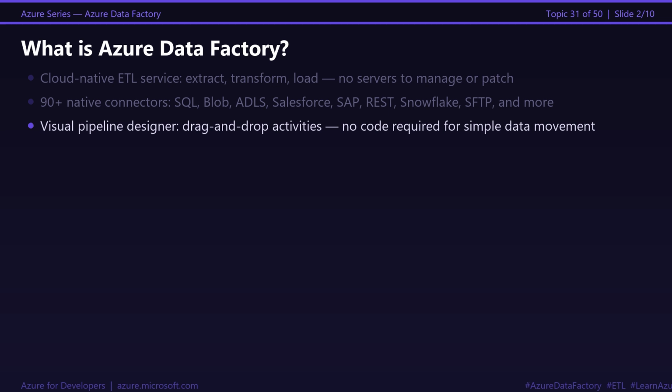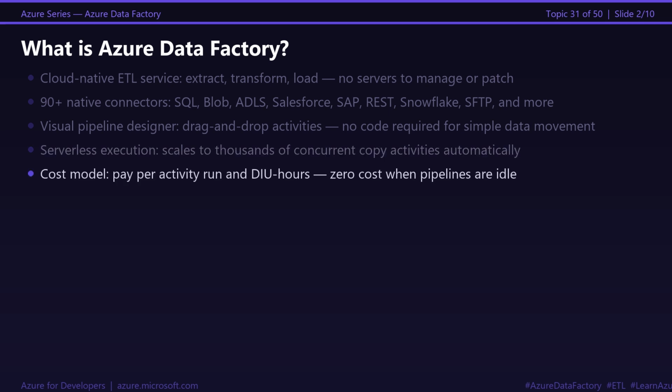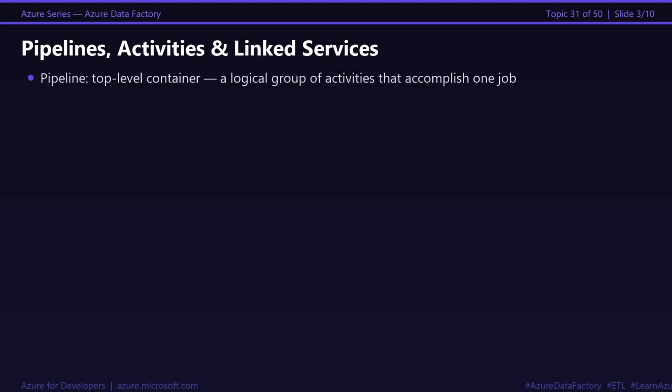Build visual pipelines in the designer. ADF executes them on the schedule you define, scaling automatically. You pay per pipeline run and compute used. No idle infrastructure cost. Think of it as the cloud-native successor to SSIS rebuilt from the ground up for scale. Understanding ADF's building blocks makes everything else click.